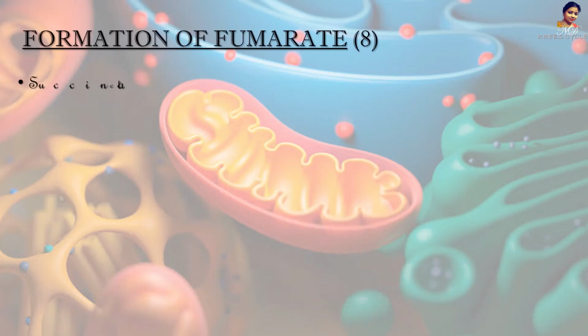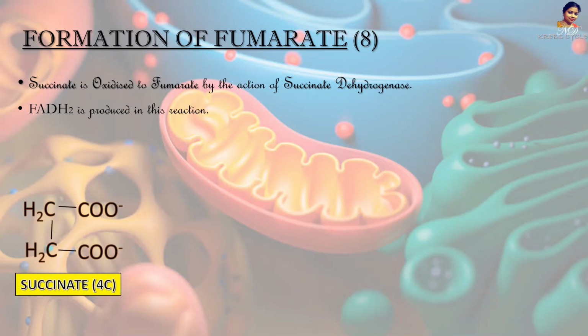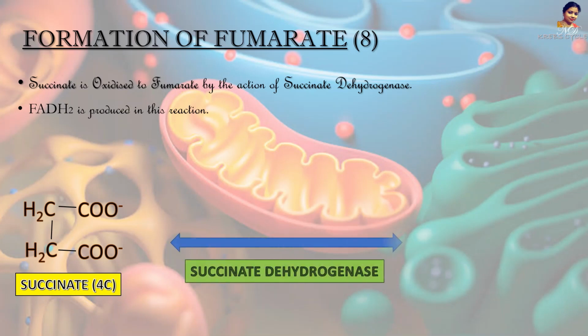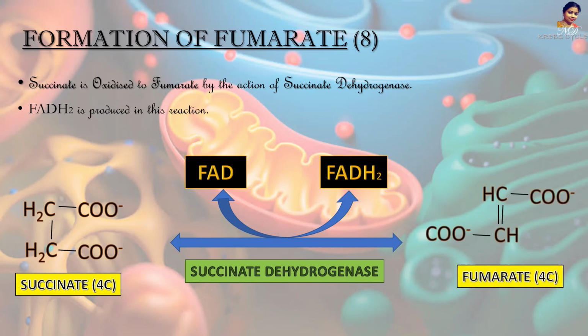In the next step, succinate is oxidized to fumarate by the action of the enzyme succinate dehydrogenase. Oxidized means removal of hydrogen. FADH2 is produced in this reaction. That means the removed hydrogens or electrons are accepted by FAD. FADH2 is produced and fumarate results.